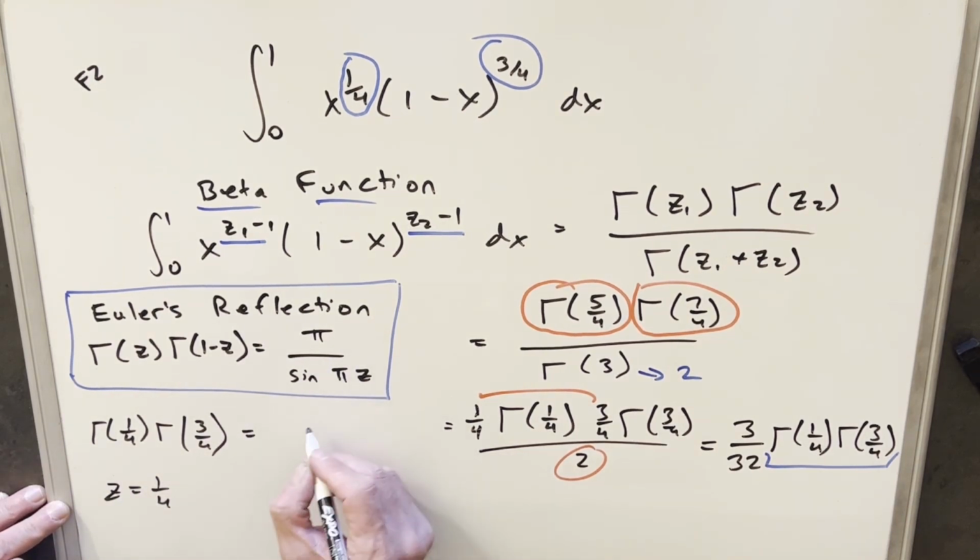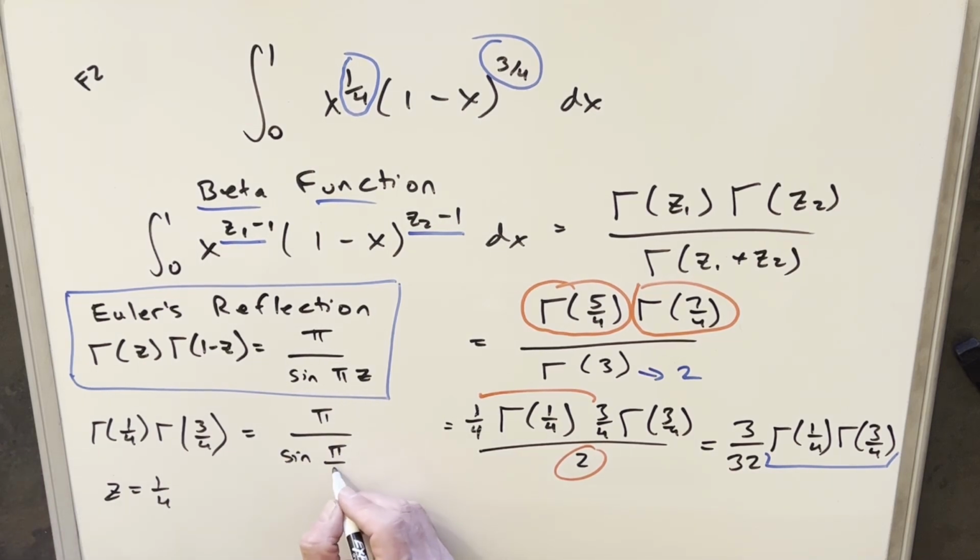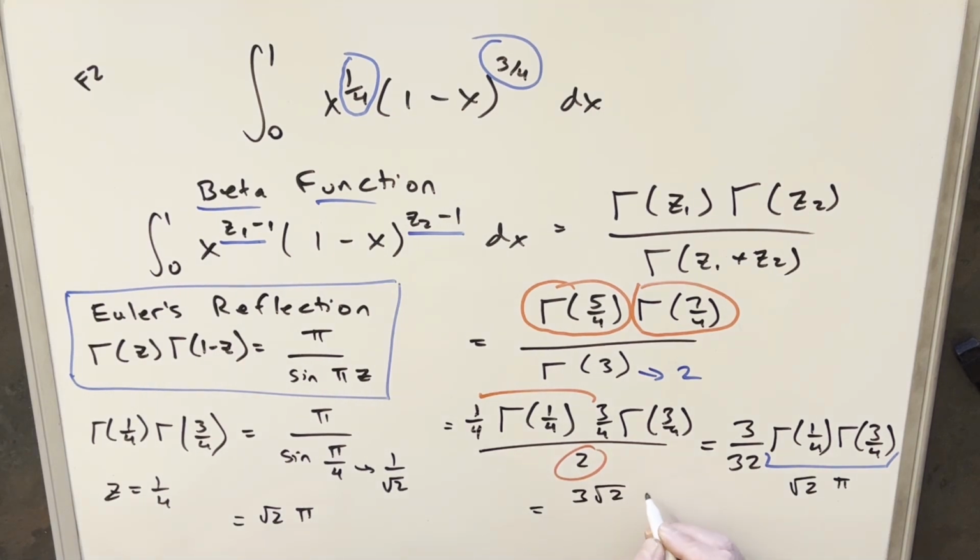So then we'll use this formula. We're going to have pi over sine of pi times 1/4, or pi over 4. But sine of pi over 4 I can write as square root of 2 over 2, or 1 over square root of 2. If I bring the square root of 2 into the numerator, we end up with just square root of 2 pi. So putting this all together, our final solution is 3 square root of 2 pi over 32. Okay, so a really good example of the beta function.